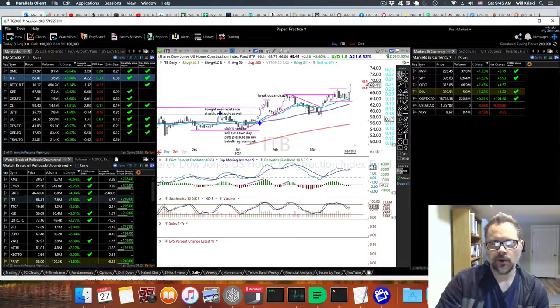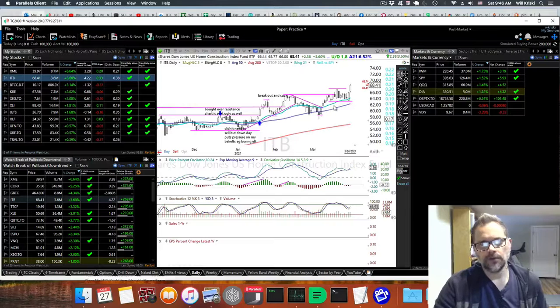And also the 21 EMA stayed above the 50. So using the 21 EMA and the 50 can kind of allow you to stay in, and also the previous lows. So you're establishing higher highs and higher lows.